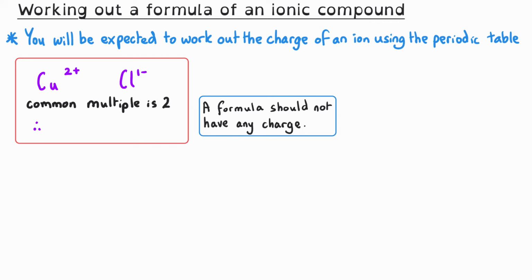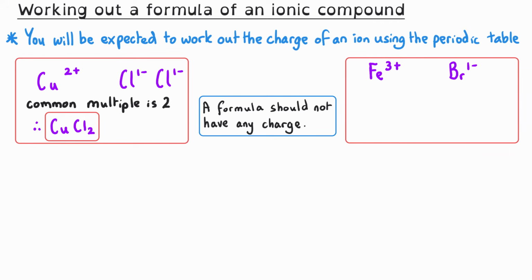And so here the common multiple is 2, and so we already have 2 from the copper 2+ ion, and the chloride is 1, and so we need to have 2 of those chloride ions, so that gives us 2 positives and 2 negatives, and the formula would be CuCl2. Remember, a little 2 or any number in a formula needs to be a small number.